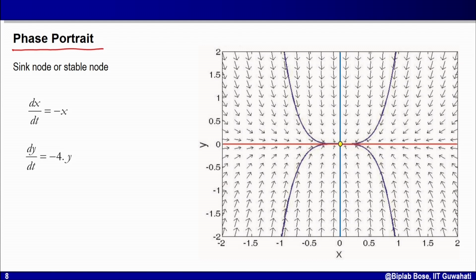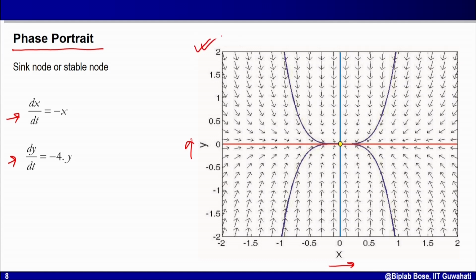The one shown here is represented by these two ODEs, dx/dt equal to minus x and dy/dt equal to minus 4 into y. I have just given an example. If you use the same rule of plotting x in the horizontal axis, y in the vertical axis, and then divide this xy plane in equidistant grid points and draw arrows there using the rules that we have discussed, you will get this type of picture.